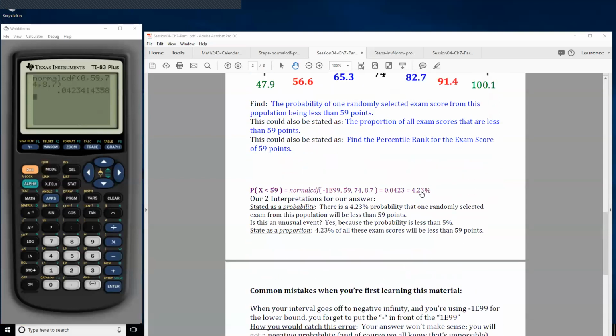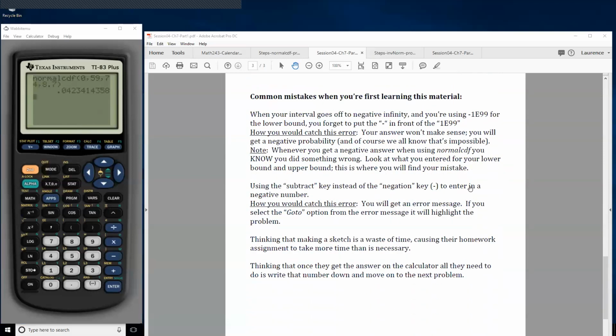And depending on how you want to round, if you want to round off to 4, you would say it was at the 4th percentile. It depends how much accuracy you want. Now, these are common mistakes we all make when we're first learning this stuff. So just be aware of this, and if you do make the mistakes, just learn from them.